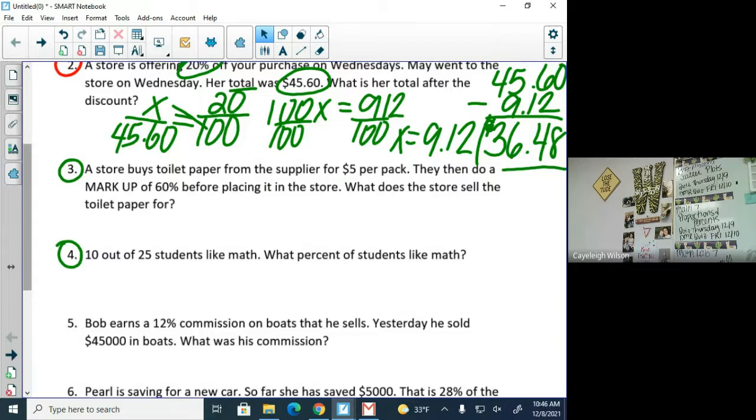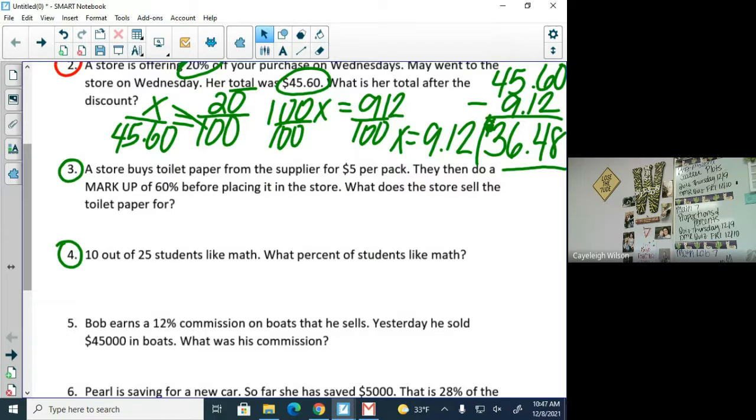You're going to put the 5 on the bottom line, the whole price, the original price. So you're going to do 3 plus 5. That's just the markup. What does the store sell toilet paper for? They bought it for 5. Are they going to sell it for 5? No, they're not going to make any money. So they're going to mark it up $3. So how much are they going to sell it for?